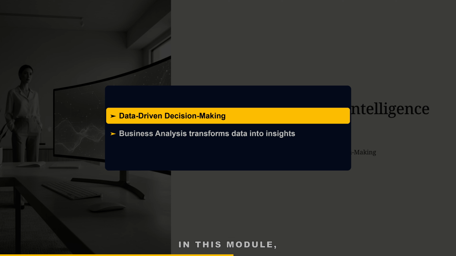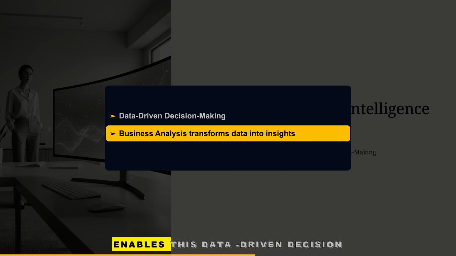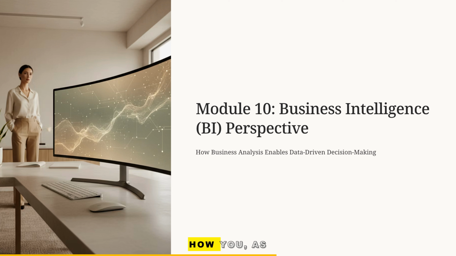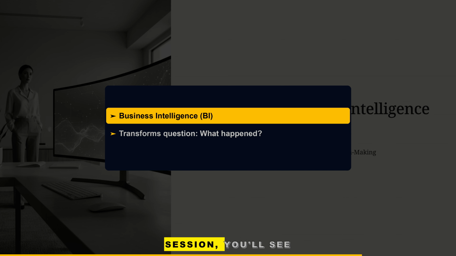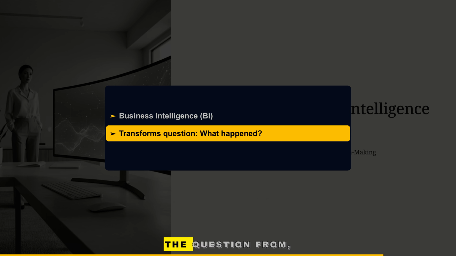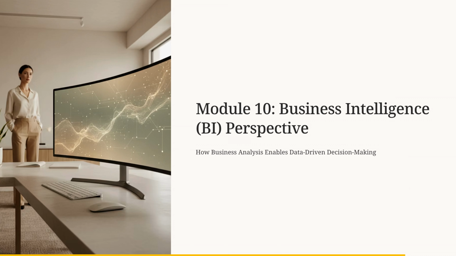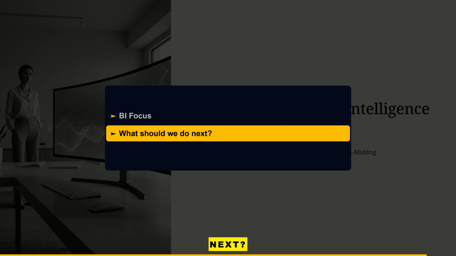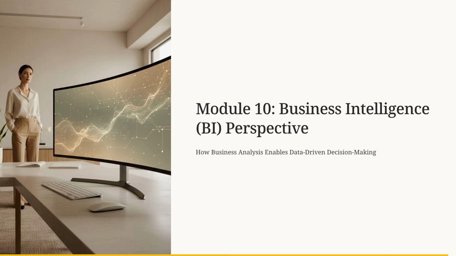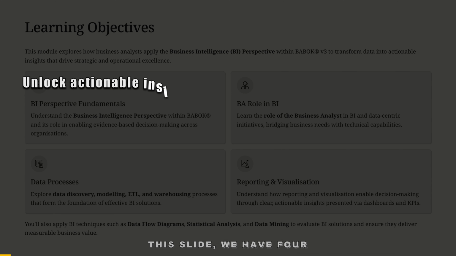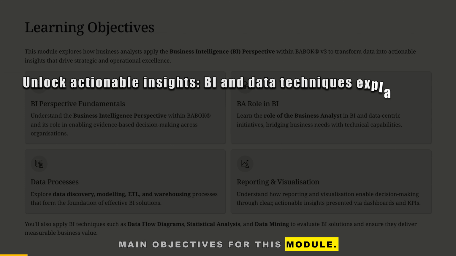In this module, we'll explore how business analysis enables this data-driven decision-making, how you, as a BA, turn raw data into insights that shape strategy and action. By the end of this session, you'll see how BI transforms the question from "what happened" to "what should we do next?" Let's begin. As you can see on this slide, we have four main objectives for this module.